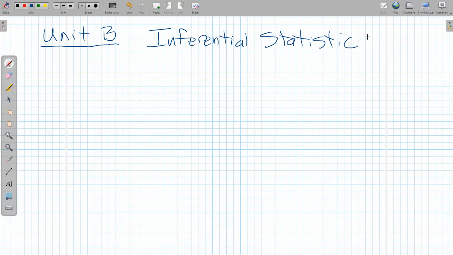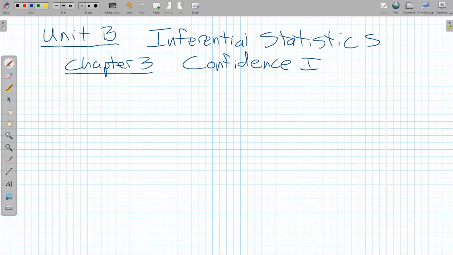So today we're trying to get a handle on what inferential statistics is and the kind of things we're going to try and do here. Chapter 3 is where we're starting off. And chapter 3 is about a thing called confidence intervals, which we'll do a bunch of today. So with inferential statistics, what we're trying to do is make predictions about a population based on sample data.